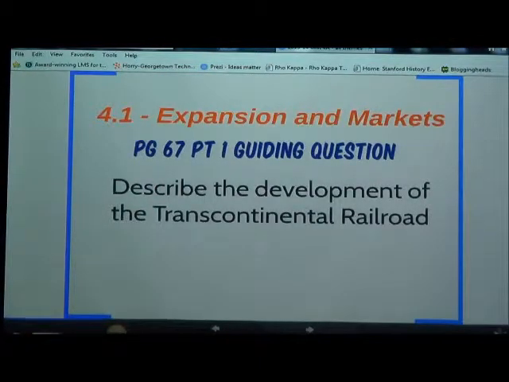4.1, expansion in markets. This is page 67. Guiding question number 1. Describe the development of the Transcontinental Railroad.